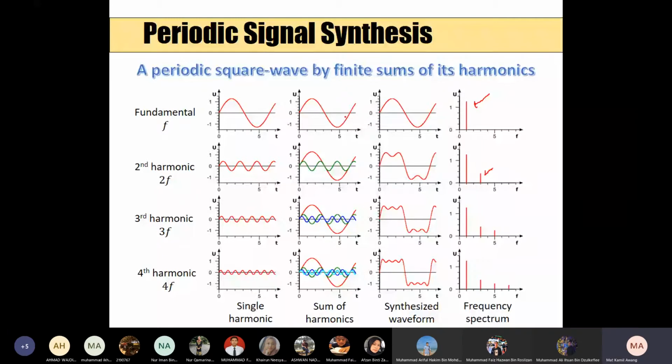And when you add the fundamental signal with the second harmonic signal, then you have this function, right? Then you add the third harmonic signal, then you get this. So this is the frequency spectrum of the third harmonic. And you add the fourth harmonic, so you get this. So the more you add, it becomes closer and closer to the square wave. When you add the infinite harmonics, then you get an ideal square wave. Okay, clear?